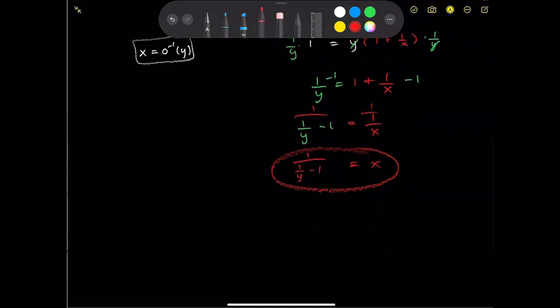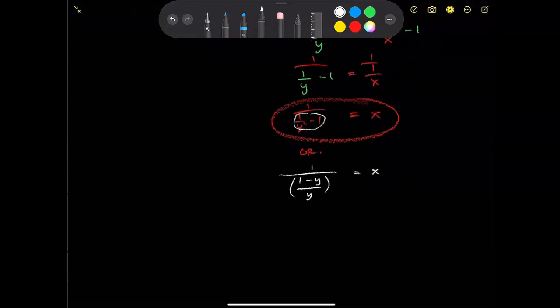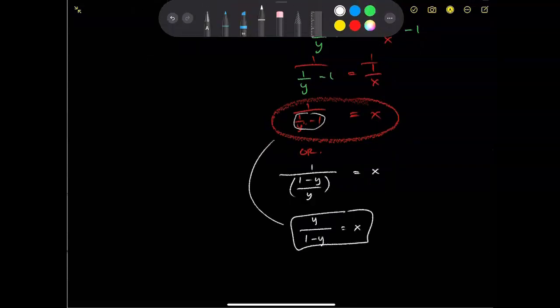You could leave it like this. Typically, we don't like having complex fractions. So what you can do is simplify that down here by getting a common denominator. So saying this is really 1 minus y over y in the bottom equals x. And then we can just divide by this, and what you'll get is y over 1 minus y, since that's just the reciprocal. So this is probably a better answer, but really these are equivalent.